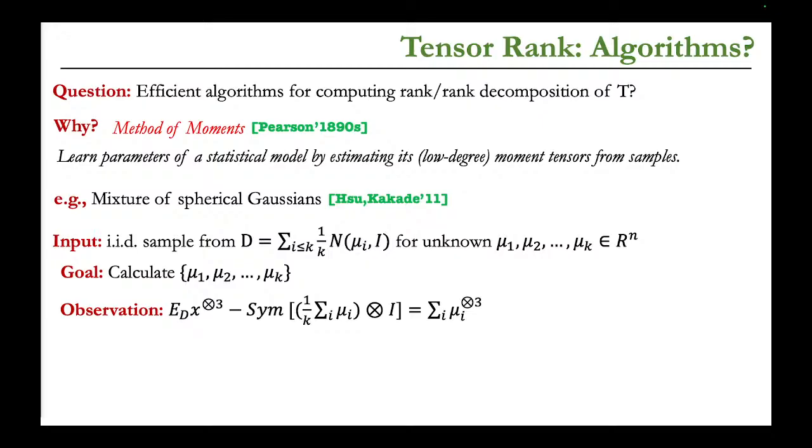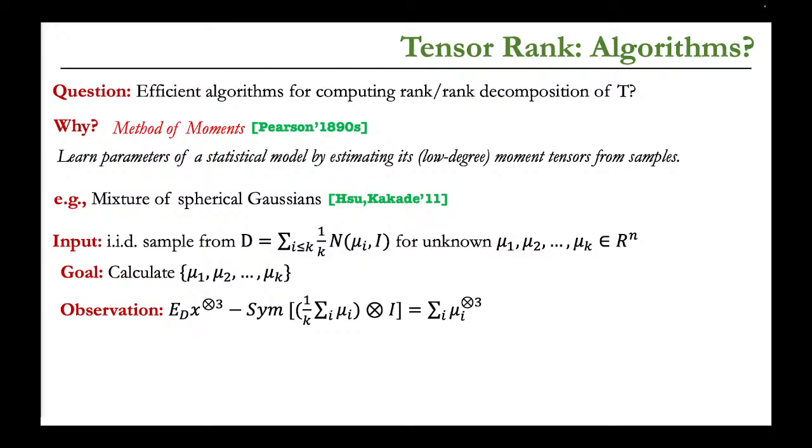The first term, if you look at it here, is just the third moment of the distribution D. Let's interpret this object here. This is the average of the means tensored with identity, and sym means symmetrized, because there are 3 different positions you can put this average of mu i's in: first mode, second mode, or third mode. Depending on where you put it, there are 3 possible things. Symmetrization just means average over the 3.